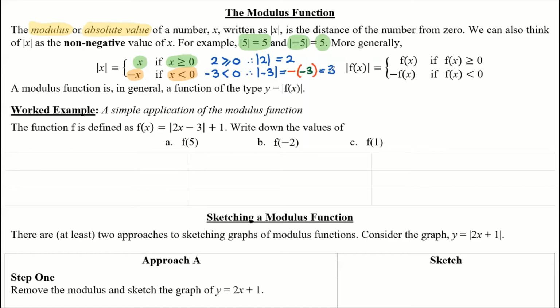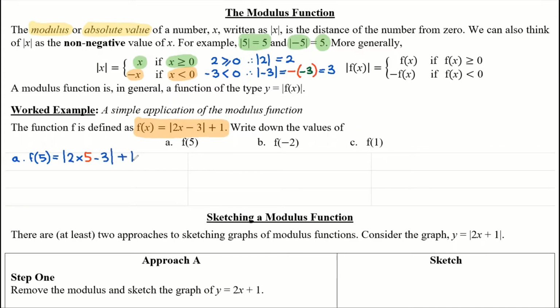So for the first one, we have to find f of 5, and we have a modulus function defined here. So we substitute the number 5 into that function. If you like, just pause the video and have a go yourself. Okay, so for A, f of 5, and we're going to do this very carefully because this is a new idea. It's going to be the modulus of 2 multiplied by 5, obviously, because I've got to substitute 5 in for x, okay, then I have to subtract 3, close the modulus sign, and then add 1.